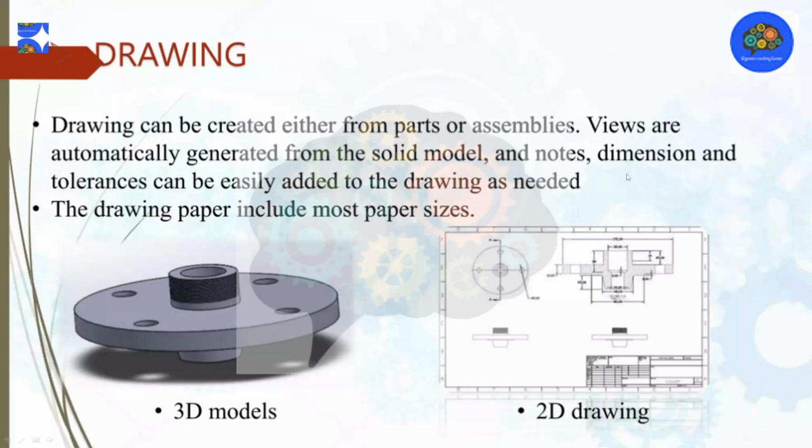In solid models, notes and dimensions will be added, and tolerances and GD&T, geometric and dimensional tolerances, can also be given there. The drawing paper sizes can also be altered, and the 2D drawings can be fitted with their relevant information in the title box.